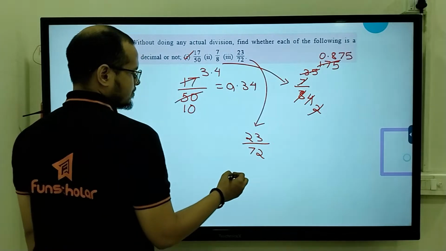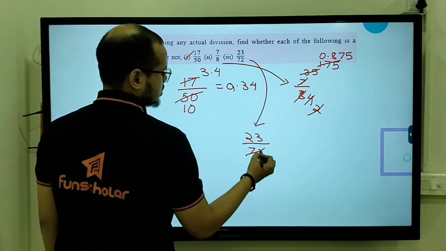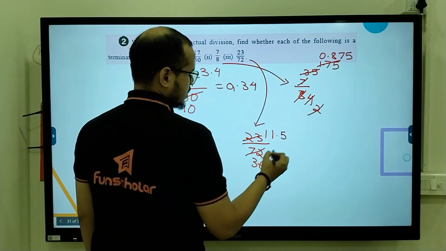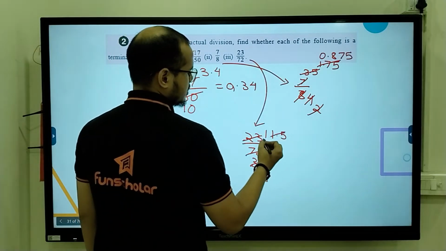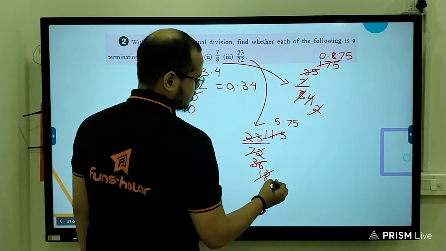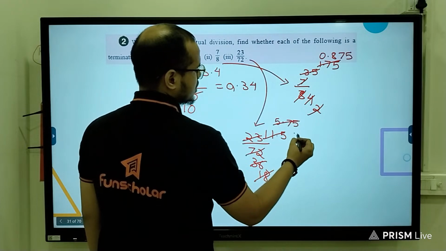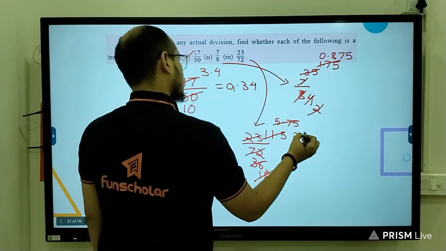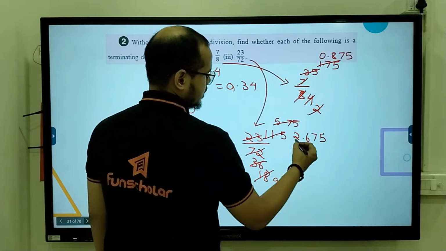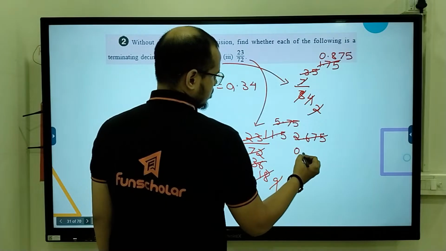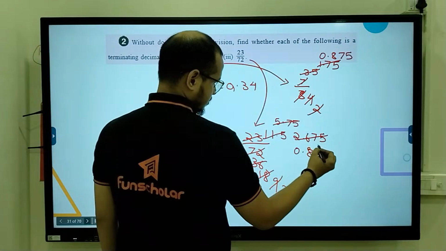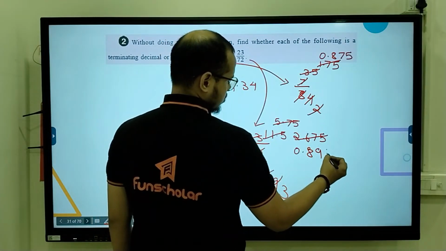Last one, 2372. Divided by 2, 36, divided by 2, 1.5, divided by 2, 18, divided by 2, 5.75, divided by 2, 9, divided by 2, 2.675, divided by 3, 3, divided by 3, 0.891.